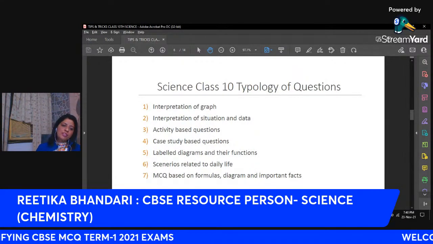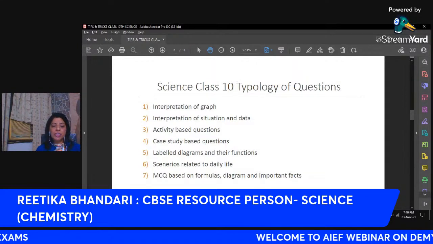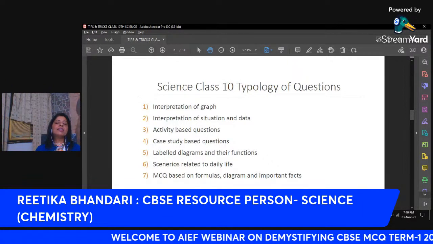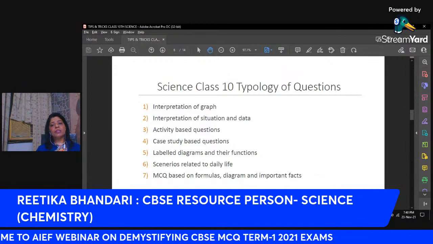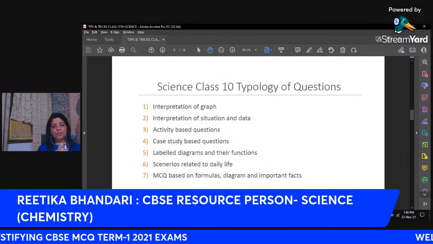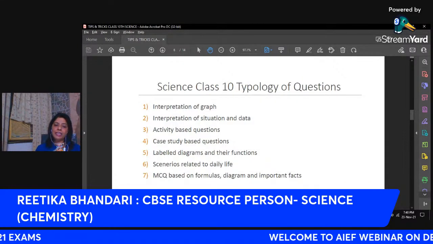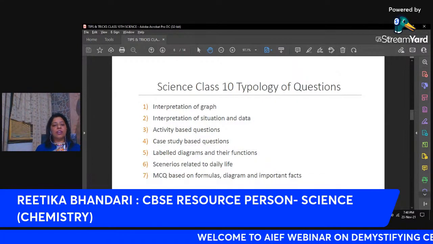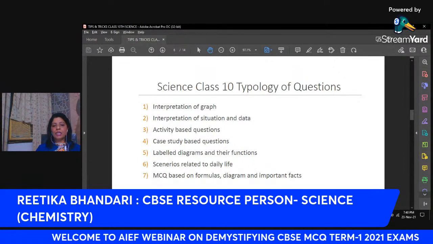Then case-based questions: a lot of diagrams, labeled diagrams, especially in biology. Sometimes they give you questions where the labeling is incorrect, and you have to find that also. So be very, very thorough with the labeling of the diagrams. That's very important. You really need to understand the concept so that you can relate it to daily life, and understand the formulas, the diagrams, and the important facts.